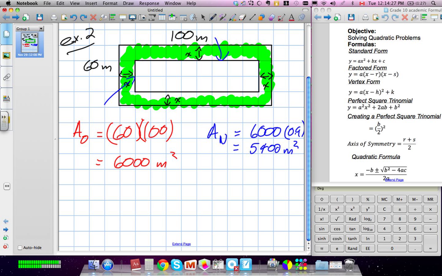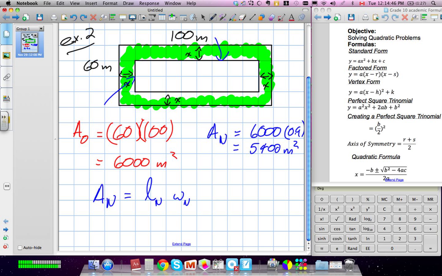So the new area of our object is going to be equal to the new length times the width of the new one. I'm putting these little subscripts so that you know which object we're dealing with. So the new area is 5,400.